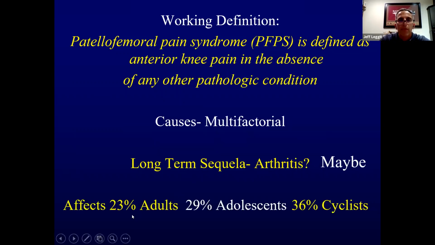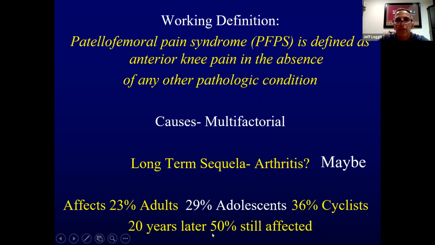Again, it affects probably about 23% of the adults. At one point, we didn't used to think it affected children, but that's not necessarily true. So about 29% of adolescents get this. I said it was predominant in runners, but cyclists can also get this. And unfortunately, 20 years later, up to 50% of people are still affected.